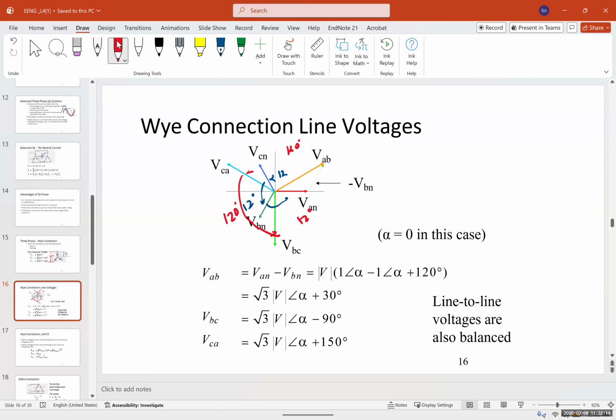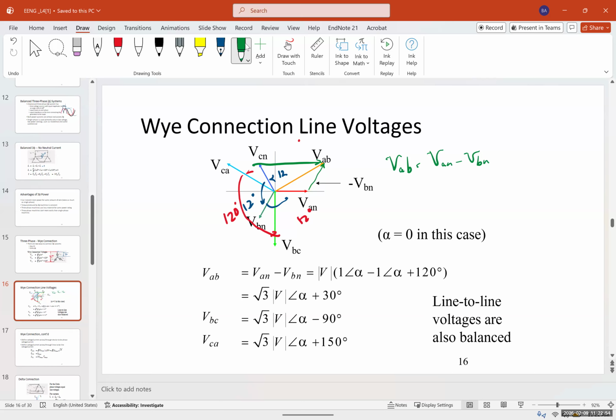Let me erase this. When you want to find the voltage between two phases, you subtract these two vectors and you get this vector. And this is going to be VAB, which is VAN minus VBN. If I calculate that, in this case alpha is 0. VAN minus VBN is equal to the magnitude of V, 1 with the degree of alpha, minus 1 with the degree of alpha plus 120 degrees.